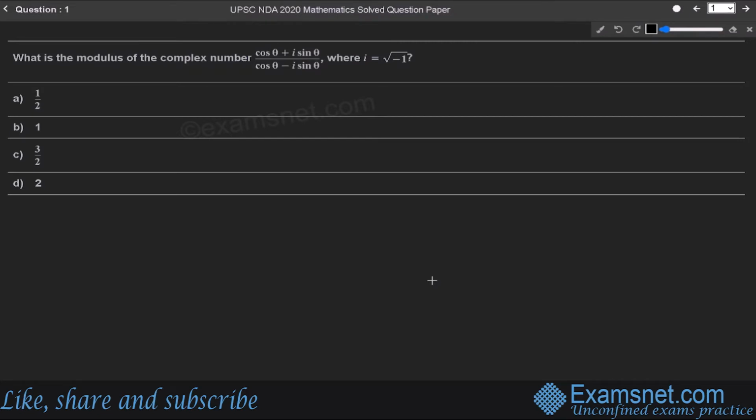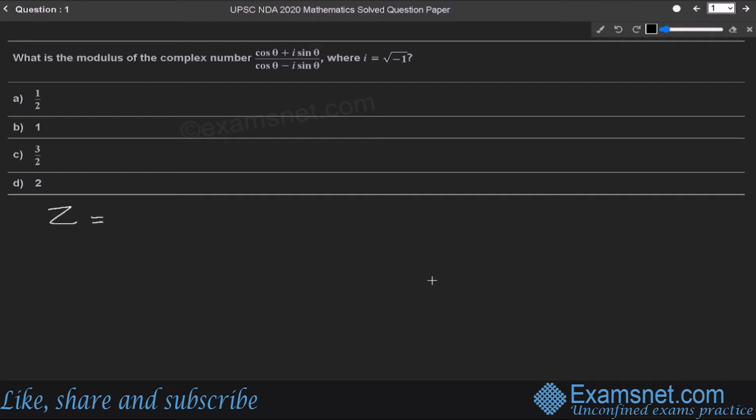What is the modulus of the complex number (cos theta plus i sin theta) upon (cos theta minus i sin theta), where i is equal to under root of minus 1? This is a question from complex numbers. Now let us solve this.